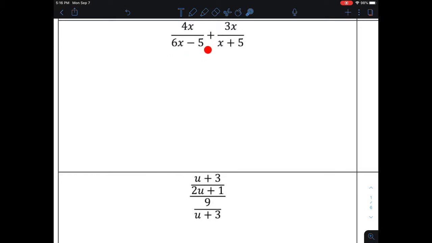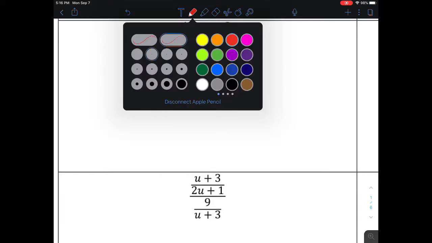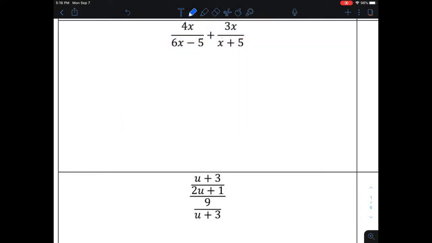Now let's look at a problem where we are taking two fractions and adding them together. So in order to add and subtract fractions, you have to have common denominators. The easiest way to do these kinds of problems with rational functions is to let the common denominator be the product of the two denominators. And so what I'm going to do is take the denominator on the right-hand side, the x plus 5, and multiply the fraction on the left by that denominator. So x plus 5 over x plus 5.